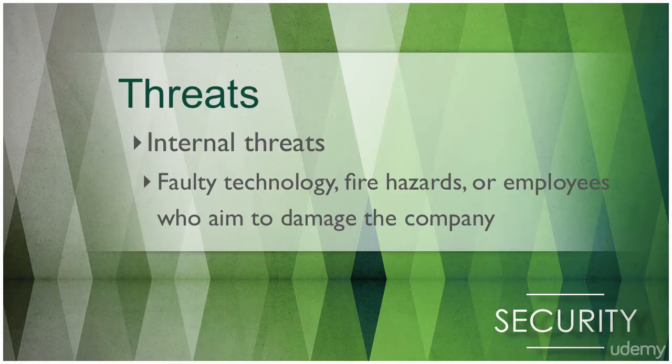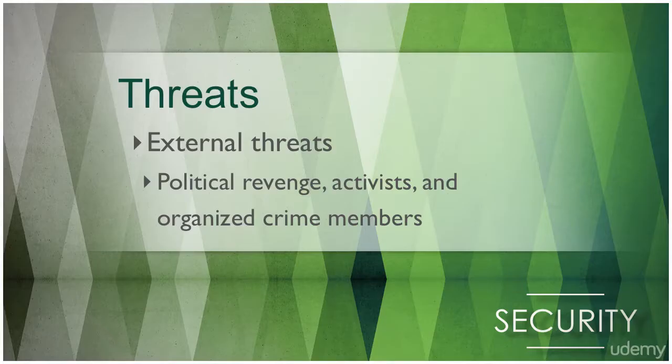Threats can be categorized into internal threats and external threats. Internal threats include faulty technology, fire hazards, or employees who aim to damage the company in any way. External threats come in many different forms. Government buildings are usually targeted for political revenge. If a company conducts abortions or animal research, then there will be the constant threat of activists. Banks and armed vehicles will be tempting targets for organized crime members.